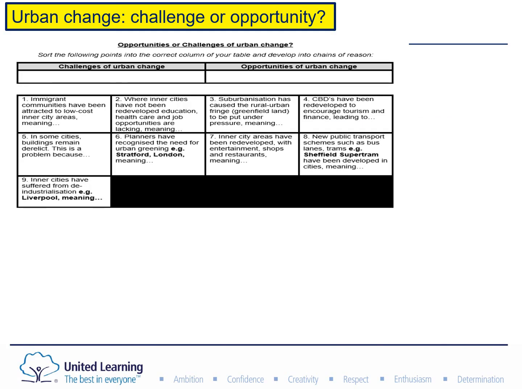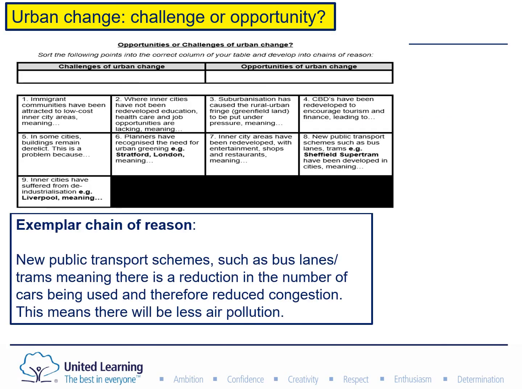Okay, so I'm going to show you an example. So for this one, which is number 8. New public transport schemes such as bus lanes, trams, means that there is a reduction in the number of cars being used and therefore reduced congestion. This means there will be less air pollution. So I want you to do that now, guys, with your table. Give yourself 10 minutes.